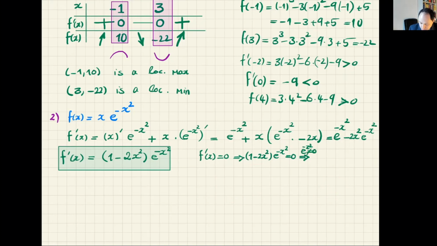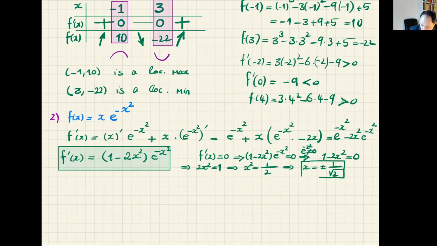So this means that 1 minus 2x squared is equal to 0. So then 2x squared is 1, so x squared is 1 over 2. So x is plus or minus 1 over the square root of 2. These are my candidates for extreme points.